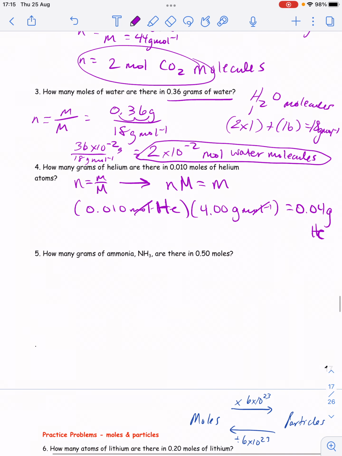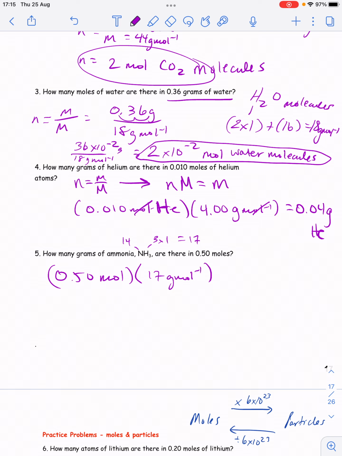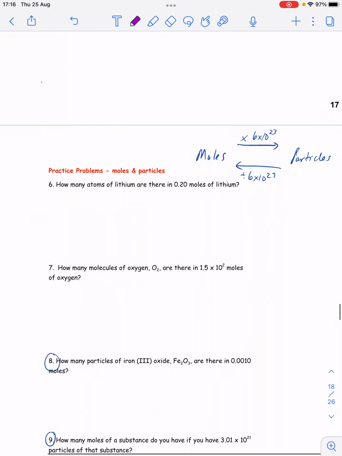Okay, last one. How many grams if I have 0.5 moles? So again, moles times molar mass, n times big M. It's going to give me little m, which is mass. This one is made of nitrogen, which weighs 14, and 3 times hydrogen, so in total I weigh 17. So 0.5 times 17, what's half of 17? Well, half of 16 is 8, plus half of the remaining 1 is 0.5, so I must have 8.5 grams of ammonia. Okay, moving on.